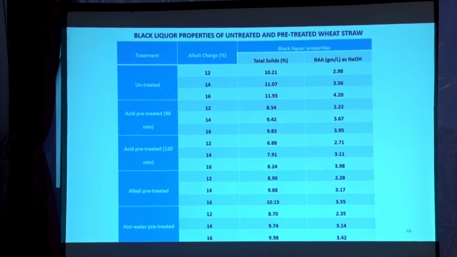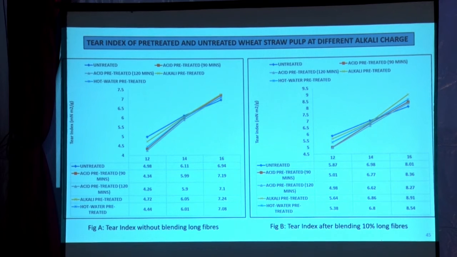Now these are the results of the black liquor analysis. The total solids and RAA were calculated in the liquor. Here you can see that the total solid content decreased in case of all the pre-treated samples as compared to the untreated one. The RAA decreased slightly as compared to the untreated one. Now coming on to the results of the physical strength properties.